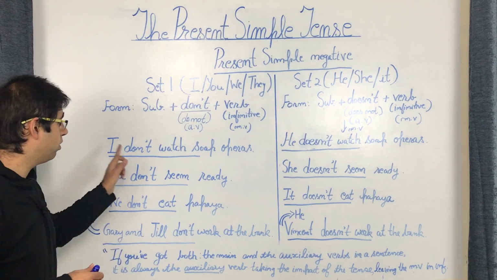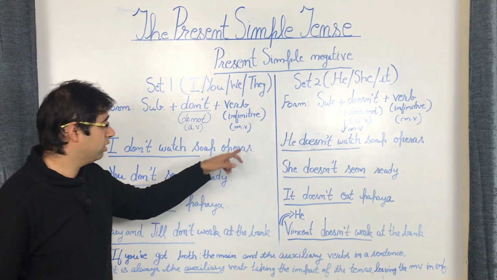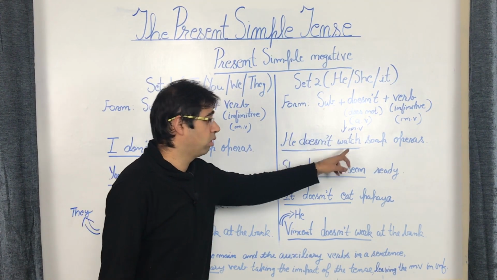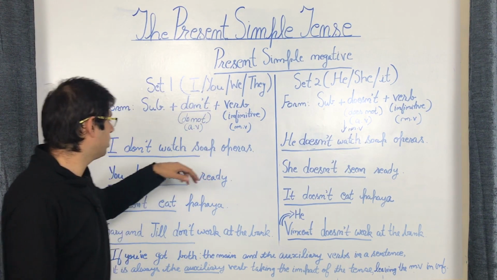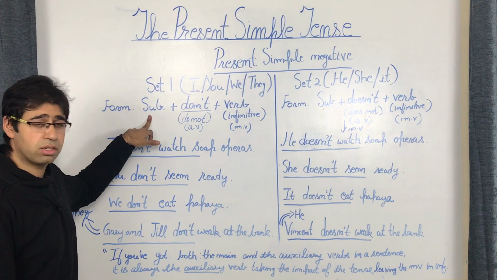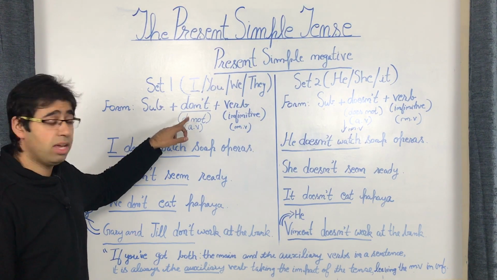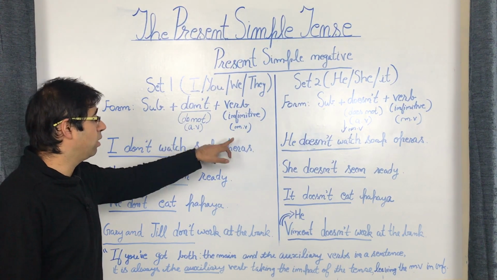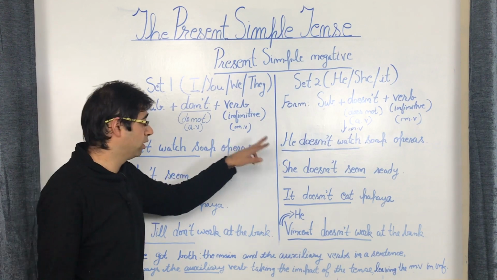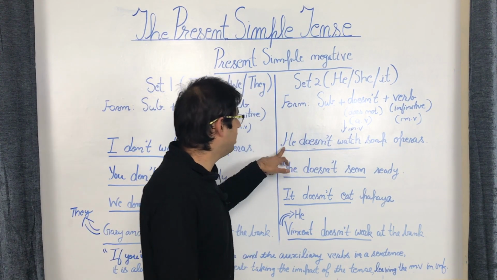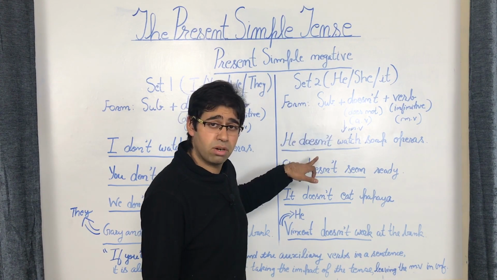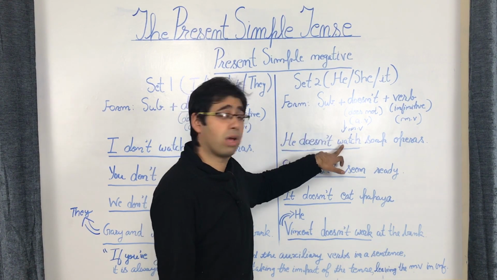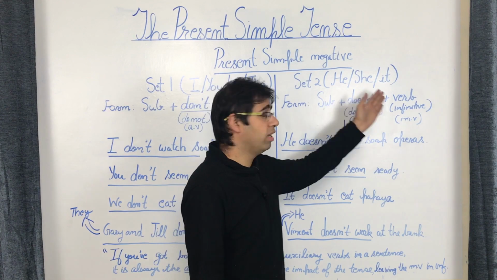We've got I don't watch soap operas, set 1, set 2, he doesn't watch soap operas. Let's see how that conforms with the sentence structure already discussed. I serves as your subject, you've got don't as the auxiliary verb, and you've got watch as the main verb in the infinitive. Going to the second set, we've got he as the subject, you've got doesn't serving as the auxiliary verb over here, followed once again by watch as the main verb in the infinitive.